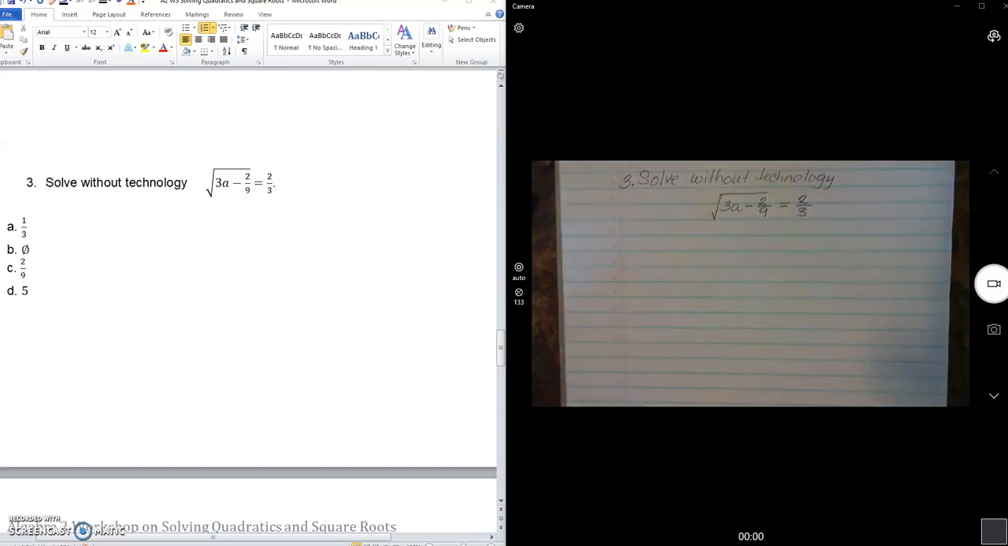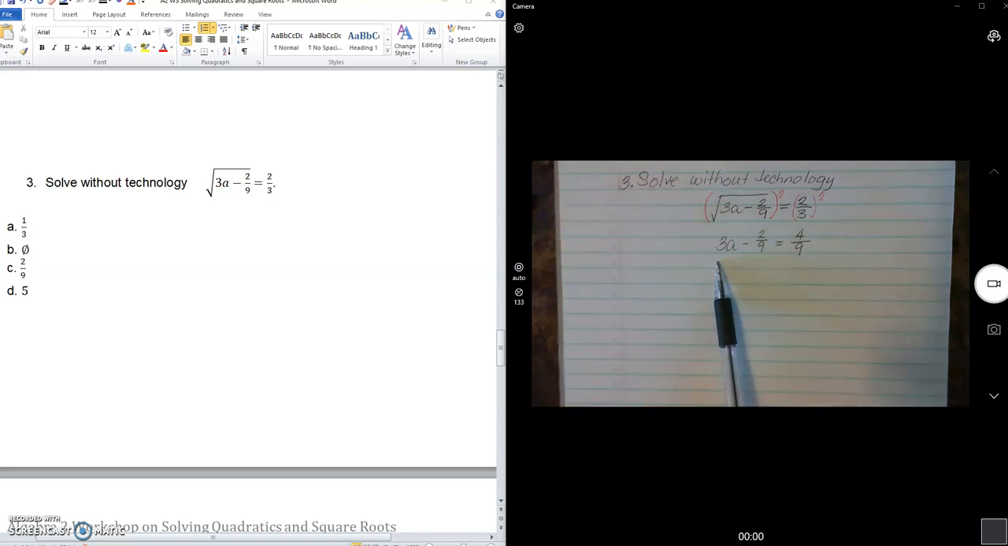Okay, let's try this one again without technology. Square both sides to remove the radical sign. So on this side, the radical sign had already been removed, and on here, we're going to apply the exponent 2 to both 2 and 3, making it become 4 out of 9. What's left on this side is 3a. The negative 2 over 9 went to the other side, and the sign changed. Plus 2 is 6 out of 9, and you're going to solve for a.